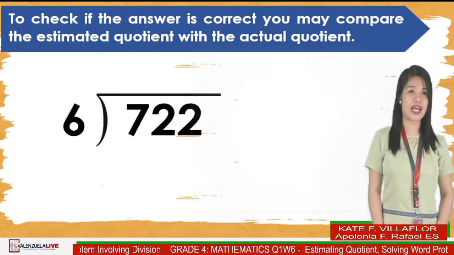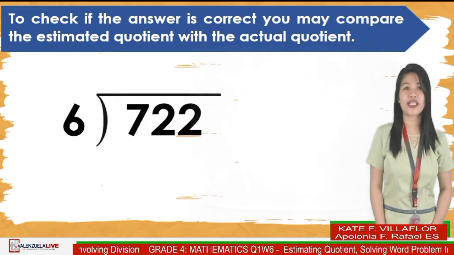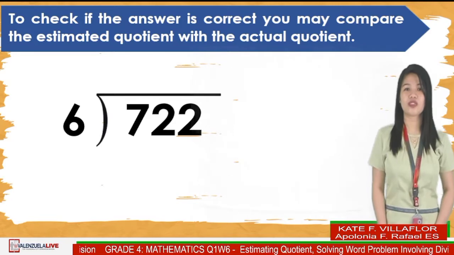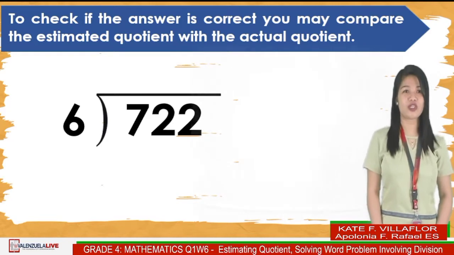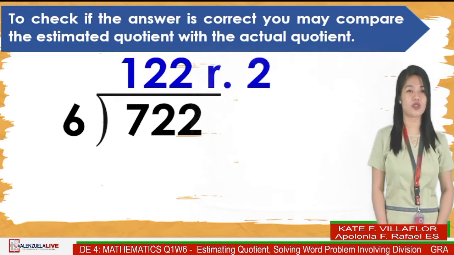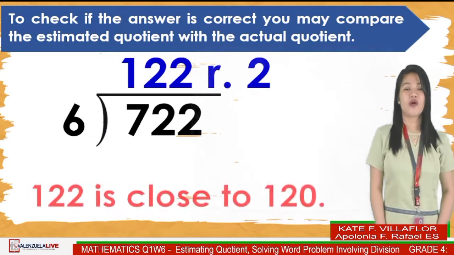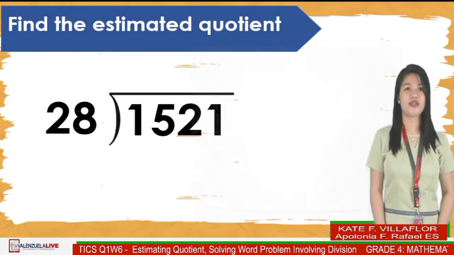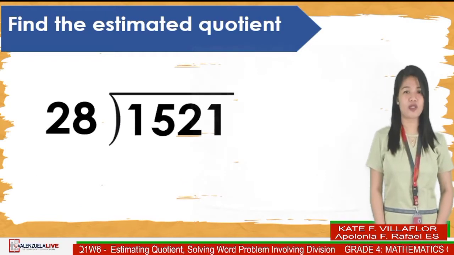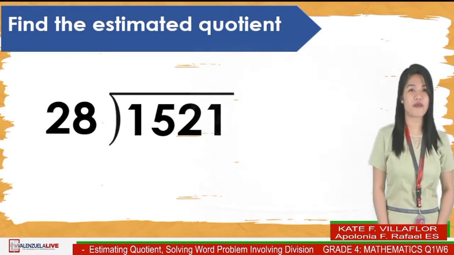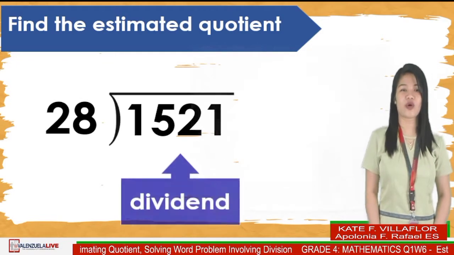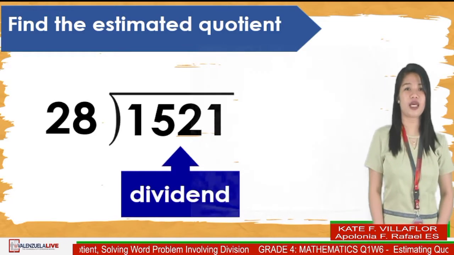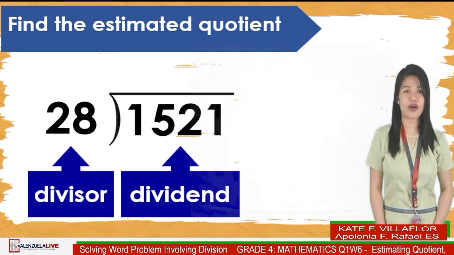To check if the answer is correct, you may compare the estimated quotient with the actual quotient. 722 divided by 6, the actual quotient is 122, remainder 2. 122 is close to 120. Next is to find the estimated quotient of 1,521 divided by 28. Let's have 1,521 as the dividend and 28 as the divisor.